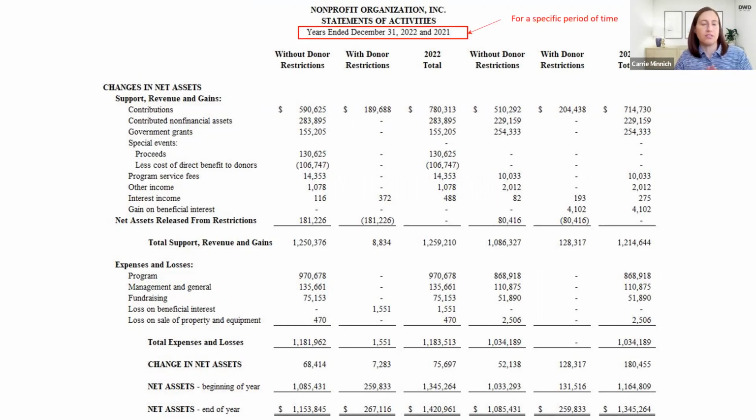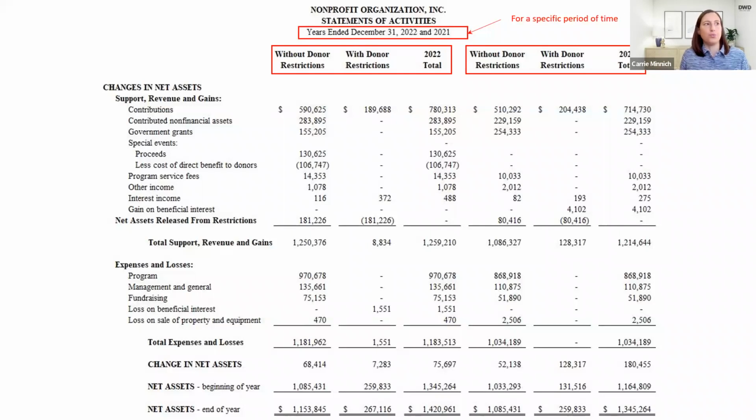Unlike the balance sheet or the statement of financial position, which was for just one day, as of December 31st, this is for a specific period of time. So this one is for the year ended December 31st, 2022 and December 31st, 2021. As you can see, each year has 3 columns. When you look at different statements of activities, they may look a little different than this. There are different ways to do it, but I think this is probably the most common setup.